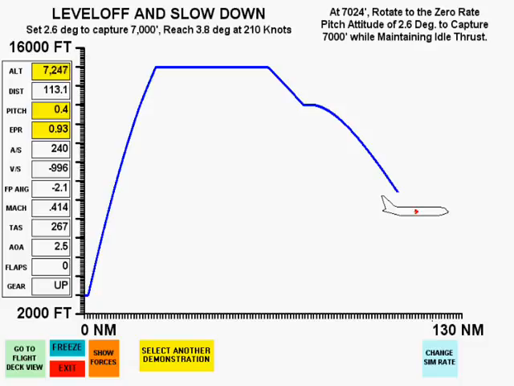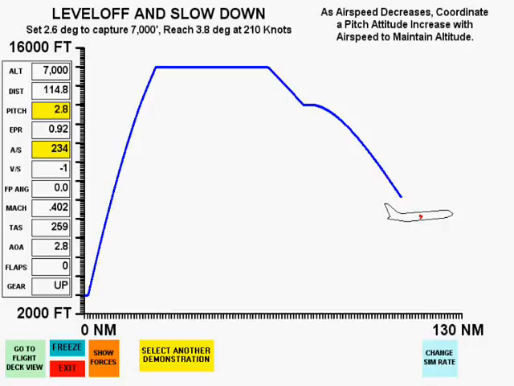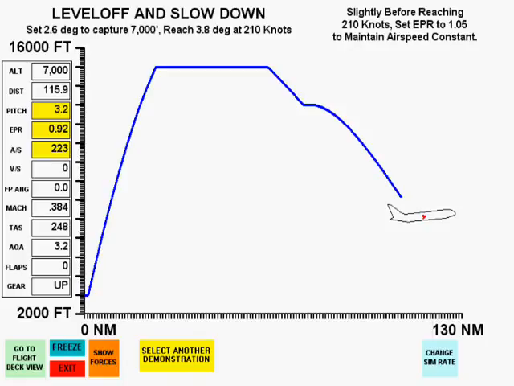In this case, we will level off and slow down to 210 knots. So using a 24-foot altitude lead, we'll rotate to 2.6 degrees to capture 7,000 feet. As the altitude is captured, we must increase pitch attitude with decreasing airspeed in order to maintain altitude. And as we approach our target speed of 210 knots, we'll set the EPR to 1.05 in order to maintain the airspeed constant.